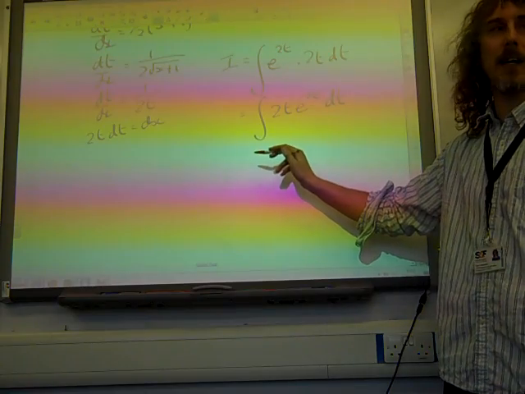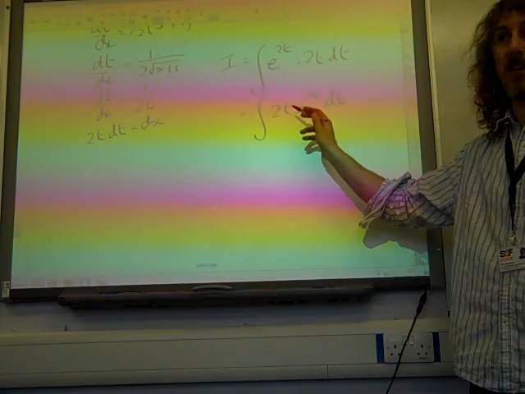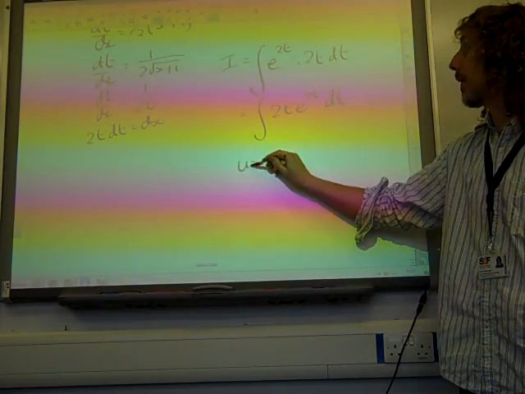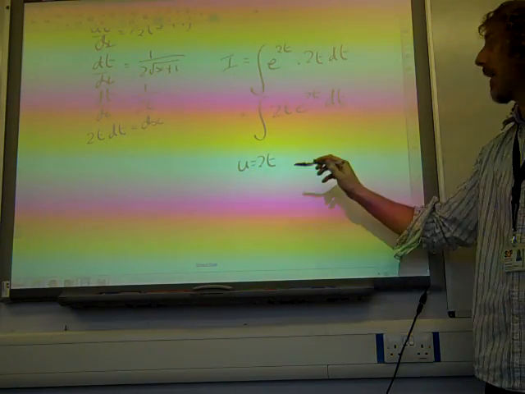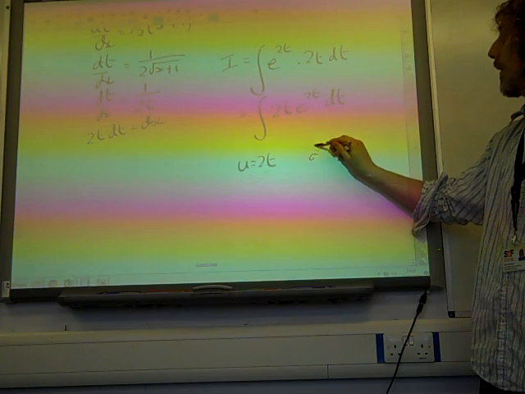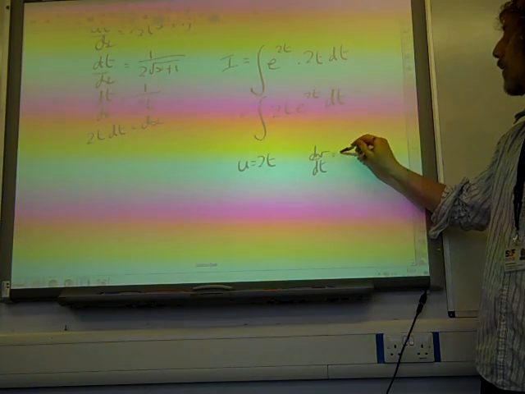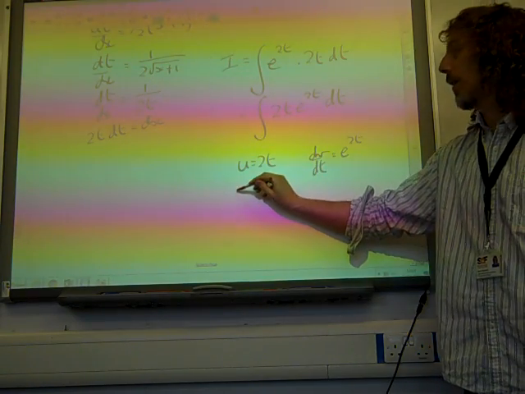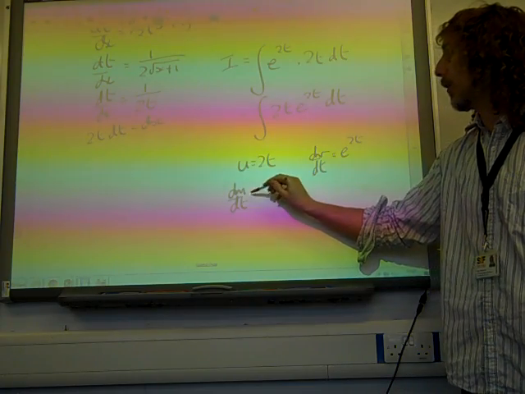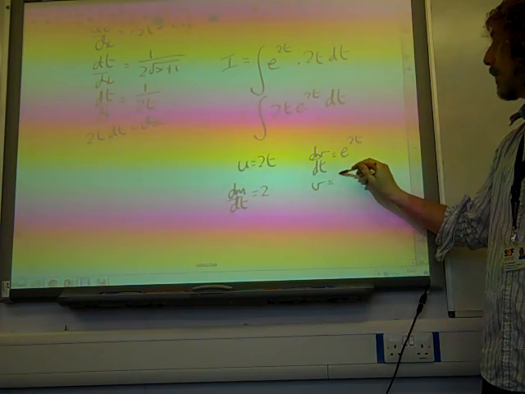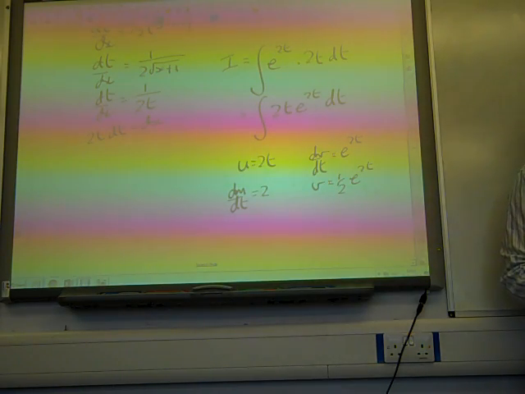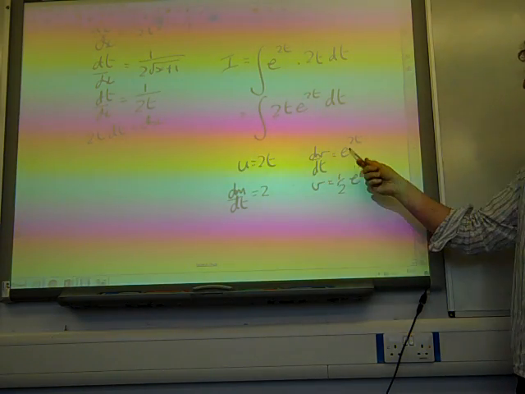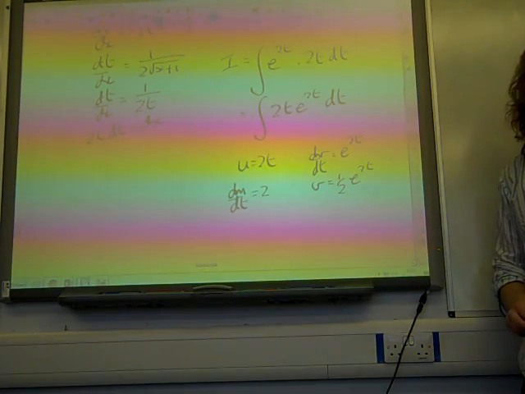So we need the bit that gets better when we differentiate it. That's the 2t. The bit that doesn't get worse when we integrate it, that's the e to the 2t. So dv by dt is e to the 2t. Differentiate u and we get 2. Integrate v and we get half e to the 2t. And that's the thing to be careful of, isn't it? Remember, when we integrate e to the 2t, we get half e to the 2t.